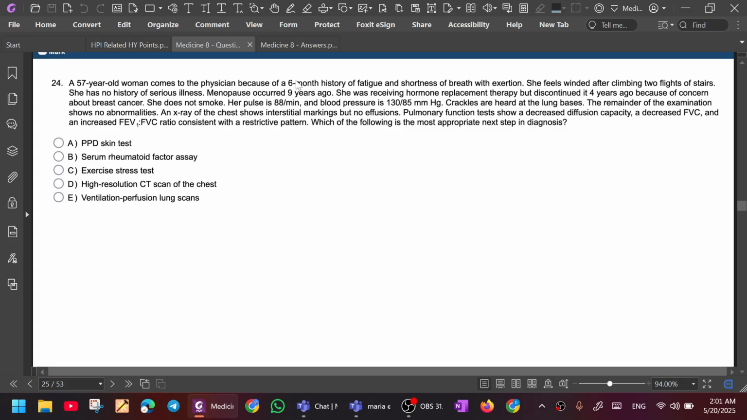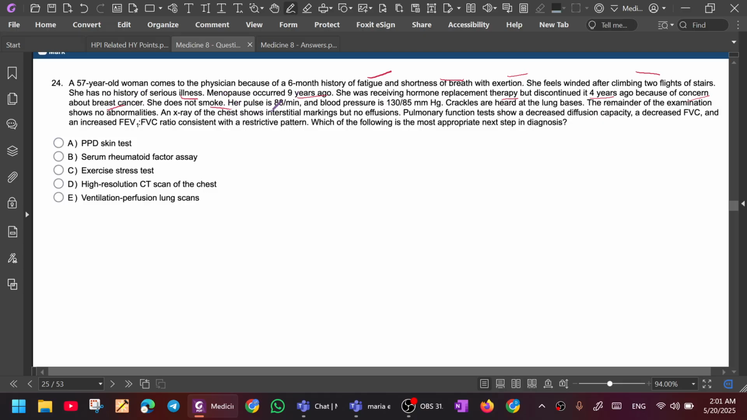A 57-year-old woman comes to the physician because of a 6 months history of fatigue and shortness of breath on exertion. She feels winded after climbing 2 flights of stairs. She has no serious illness. Menopause occurred 9 years ago. She was receiving hormone replacement therapy but discontinued it 4 years ago because of concern about breast cancer.